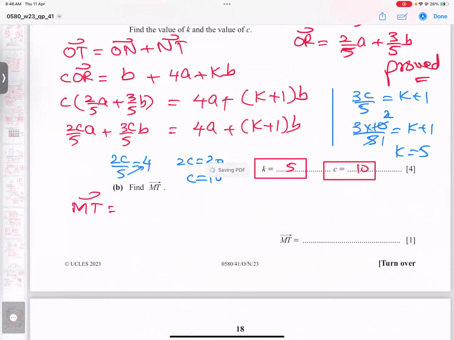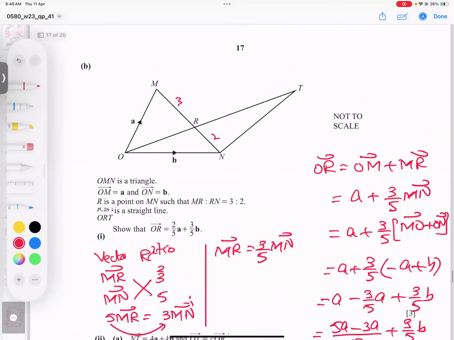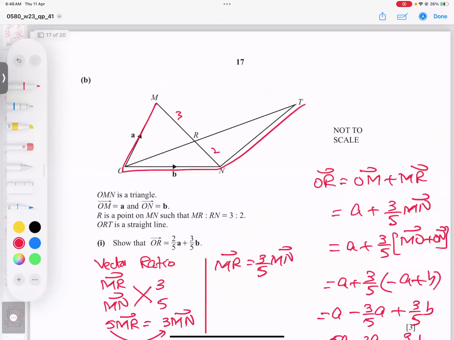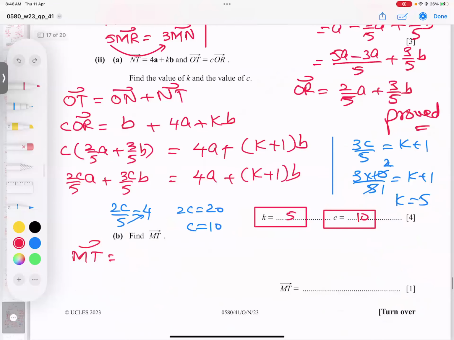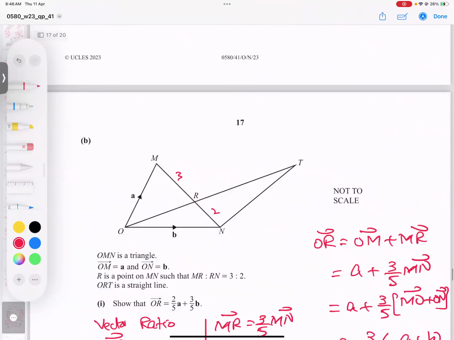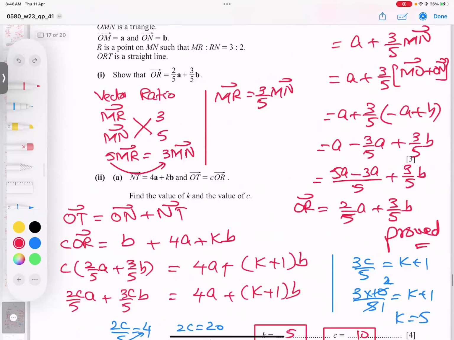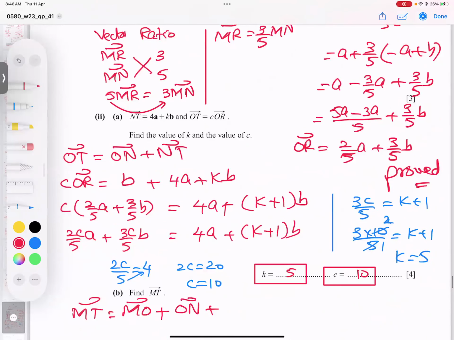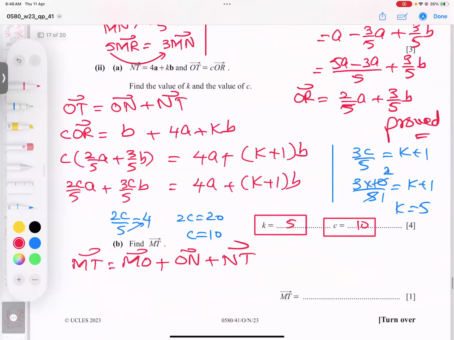I can say path writing, what, students? Have a look now. M to O, and that, okay? M to O, I'm writing here, M to O, plus O to N, and N to T. And I can plug in all the numbers.